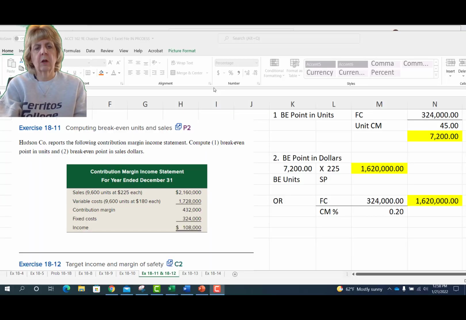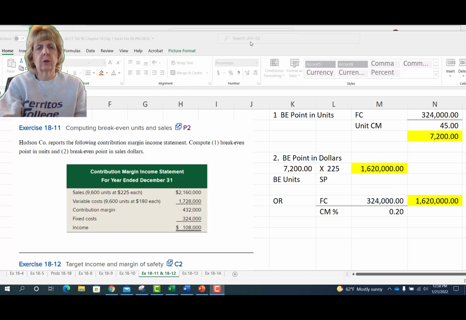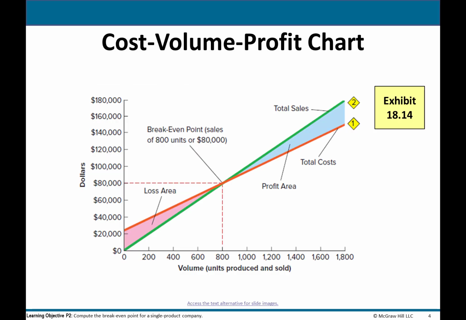1811 is the same type of break-even problem, so by now you should start feeling comfortable with the calculation. Here's the answer to check your work. There are many applications of cost, volume, profit concepts.